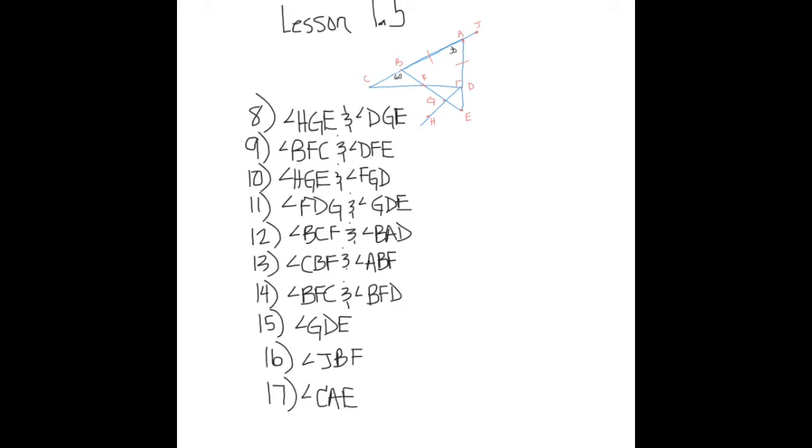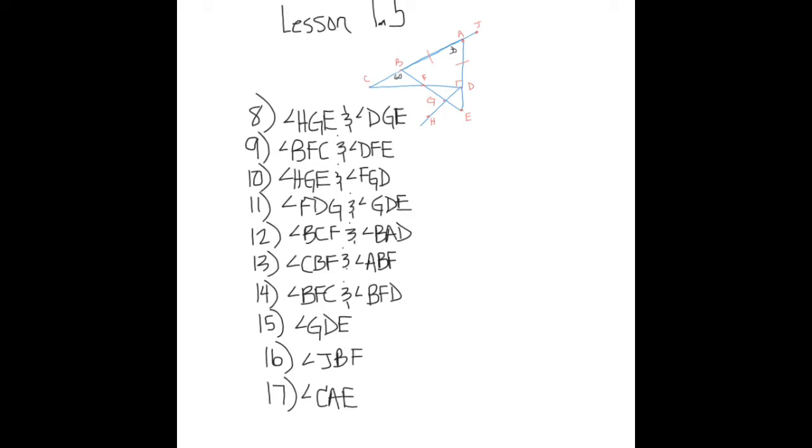Number 9, you're looking for two acute vertical angles. Remember, vertical angles are formed by two lines intersecting and the non-adjacent angles. So I said angle CGB and angle... I have my point labeled wrong. I said angle CFB and angle DFE. Those are acute vertical angles.